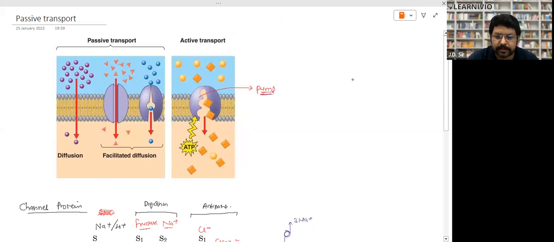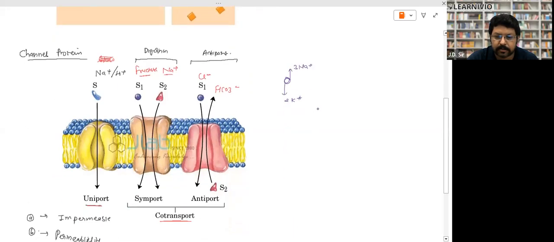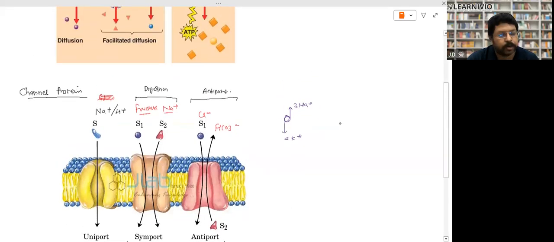Sir, if you don't mind, can you repeat the point of the transport of 3 sodium ions? Okay, fine. The membrane of neuron, we'll discuss ionic exchange theory in that neural system again, right? The membrane of neurons has a sodium and potassium pump.